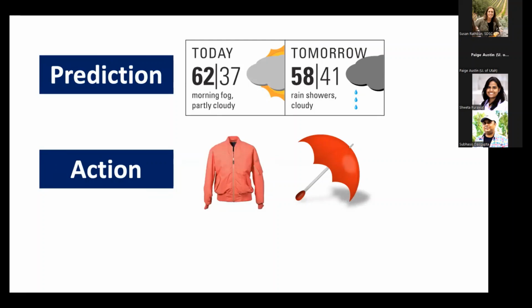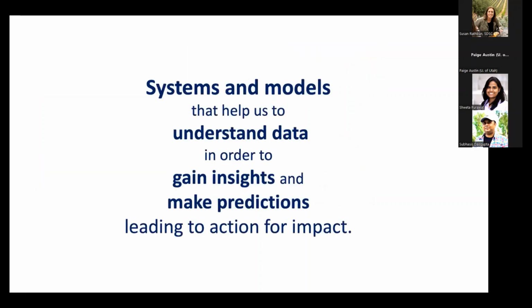Another application is weather forecasting. Depending on the prediction of weather today and tomorrow, you decide what you are going to wear today. If it is foggy or partly cloudy, you'll have a windcheater, or if it's raining, you'll have an umbrella. So data science can be defined as systems and models that help us understand data in order to gain insights and make predictions leading to action for impact.